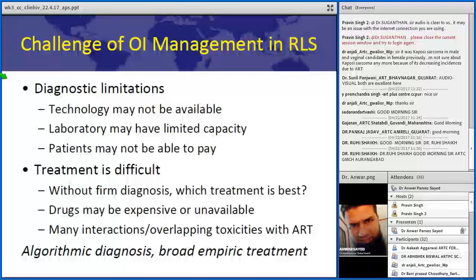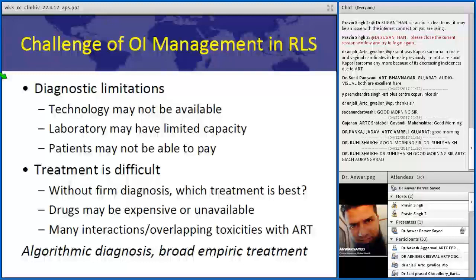So these types of questions need to be answered in resource limited settings, and wherever there are facilities or wherever there is a possibility, these issues should be addressed at local level, because again this will be a lifelong thing, and wherever it is required, drugs need to be procured locally and should be provided to the PLHIV. And there can be again multiple interactions or overlapping toxicities with the antiretroviral drugs.